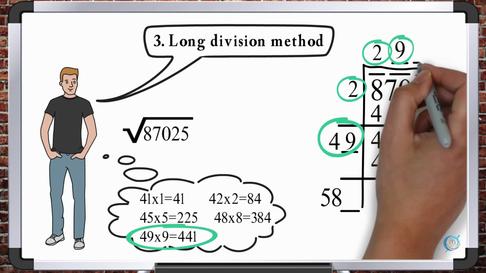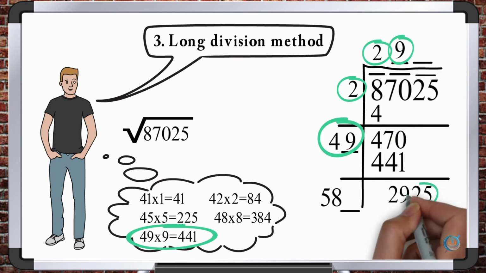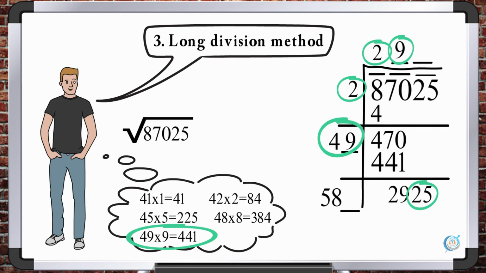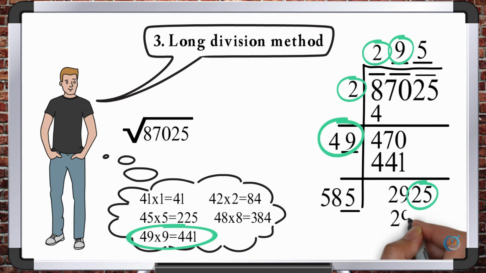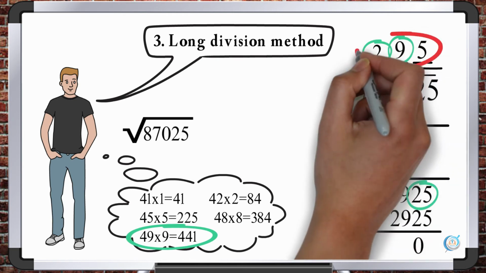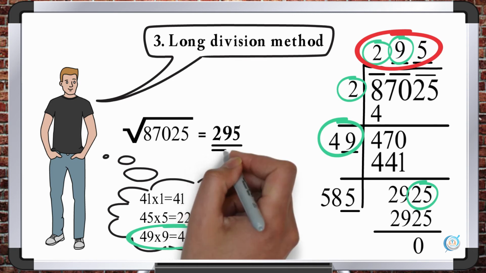But since here the ending is 25, we can assume that the number will be 5. So just do and see, 585 into 5, it is equal to 2925. So 585 into 5 will be 2925, and subtracting both we will get the remainder as 0. Now the quotient which we got, that is 295, that is the square root of 87,025.